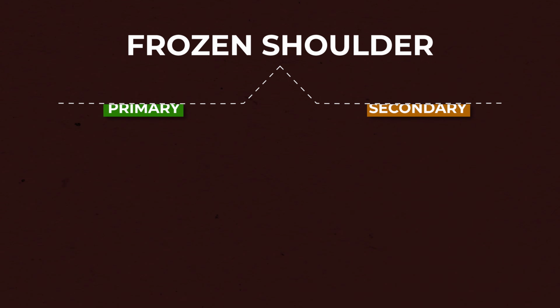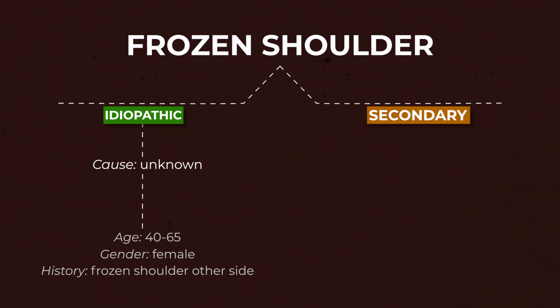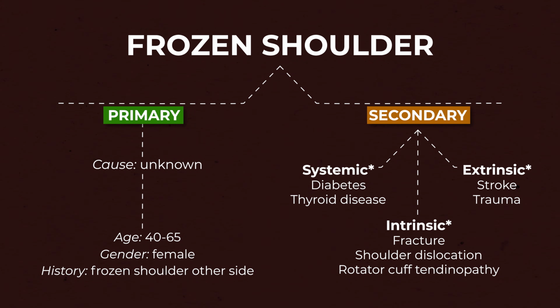Frozen shoulder is classified into two types. With primary frozen shoulder, the exact cause is unknown, and that is why it is often described as idiopathic. However, it is generally more prevalent in those who are 40 to 65 years old, female, and who previously had frozen shoulder on the opposite side. Secondary frozen shoulder can be associated with diabetes, thyroid disease, stroke, trauma, and various shoulder pathologies.